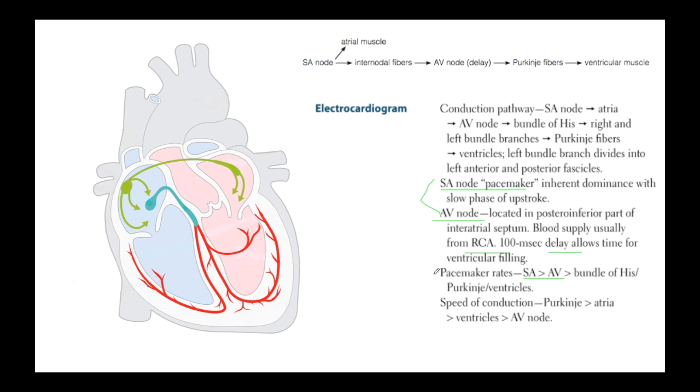Note here for our pacemaker rates, again, the SA node is the fastest, the AV node is the second fastest, and Purkinje and everything else comes last. As far as speed of conduction, our AV node is going to be the slowest because we want that pause to allow for filling, and our Purkinje cells are going to be the fastest so we can have that rapid synchronized contraction.